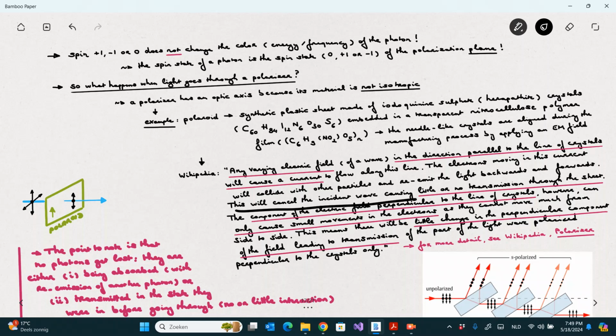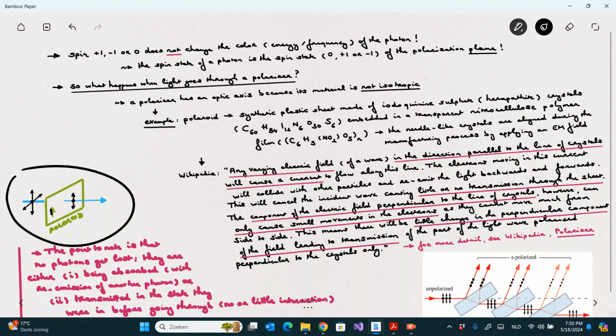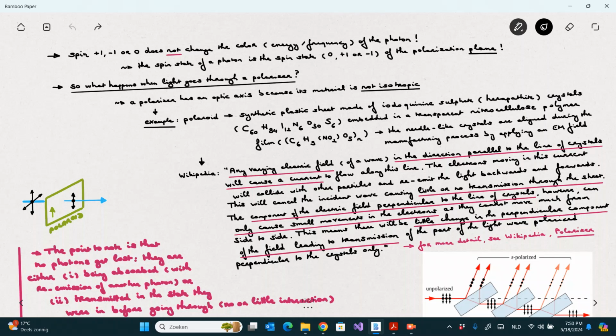Get this: the incoming photon or electromagnetic wave will not be transmitted through the sheet because its polarization is in a direction that is parallel to the line of crystals, parallel to what I show here. Polaroid has an optic axis, and only the photons that have a polarization more or less in line with that vertical optical axis are the ones that will get through. A component of the electric field perpendicular to the line of crystals can only cause small movements, and the electrons cannot move fast. So there will be little change, and that light will be transmitted, as part of the light wave polarized perpendicular to the crystals only.